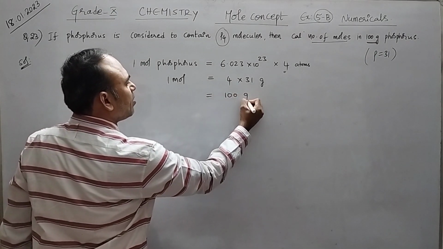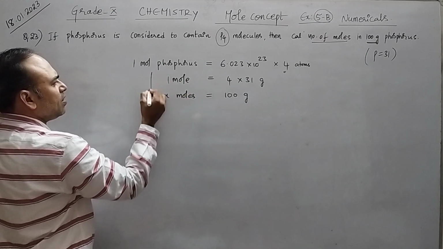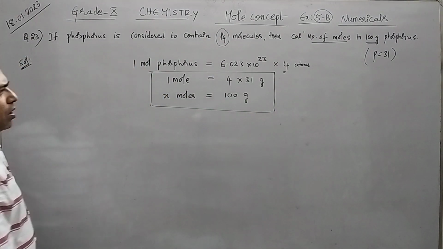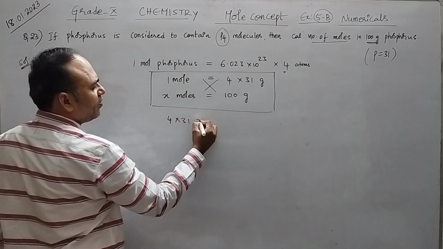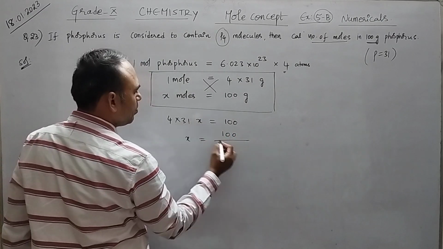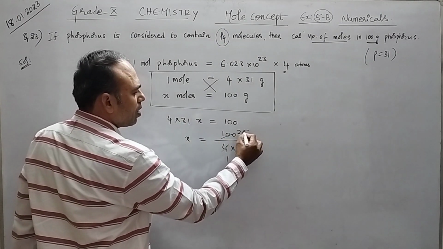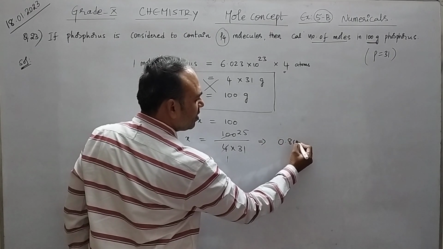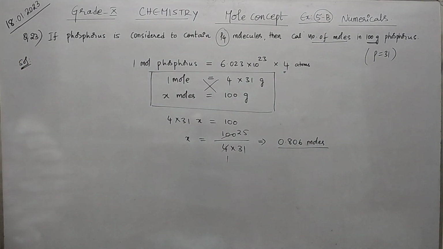for 100 grams phosphorus, how many moles are there? You can take it as X moles. So this is given information what we have. Now, how to calculate? By cross multiplication, what we get? 4 into 31, X is equal to 100. X is equal to 100 by 4 into 31. You can simplify 4, so 25. So 25 by 31, I have already calculated, it will be 0.806 moles. So we got the answer, very simple.